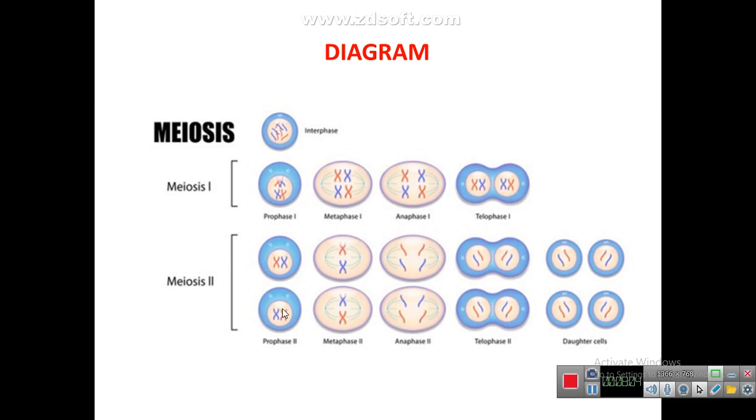These 2 cells will enter the second stage, meiosis 2. Again, prophase 2: the nuclear membrane and the nucleolus start to disappear. In the metaphase stage, spindle fiber formation occurs. The chromosomes attach themselves in the center of the cell on the spindle fiber, known as the metaphase plate.